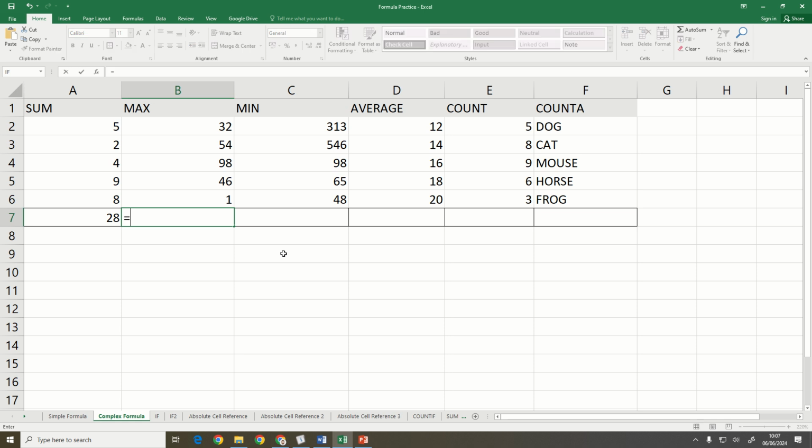Max works in the same way: equals max, brackets, then we highlight our numbers here. And max finds the biggest number in a range of cells. So you can see out of these numbers here, 98 would be the biggest one.